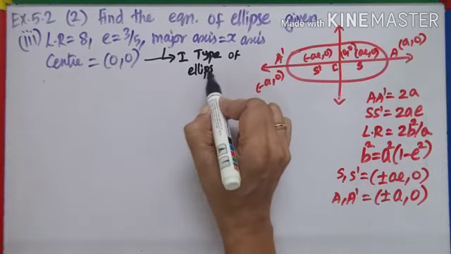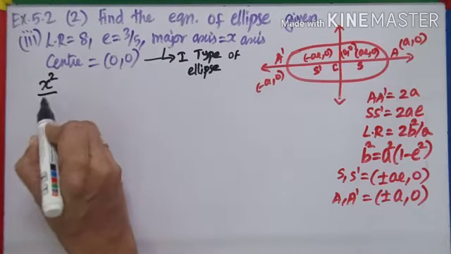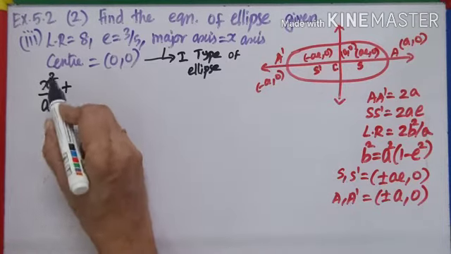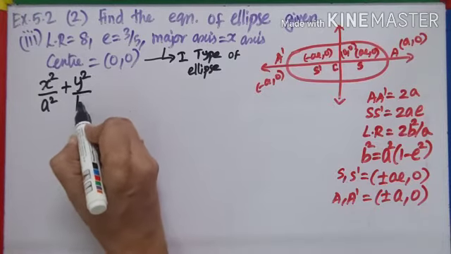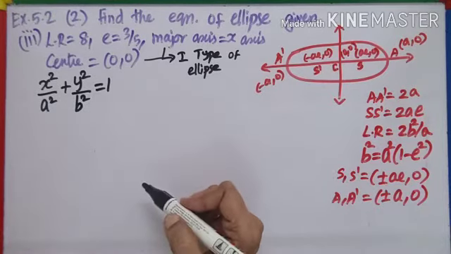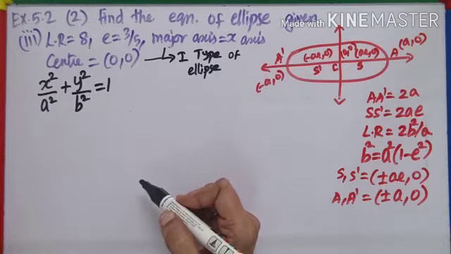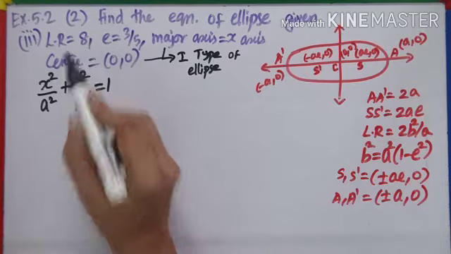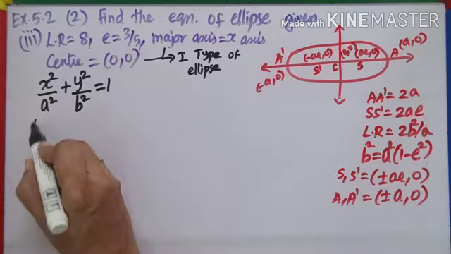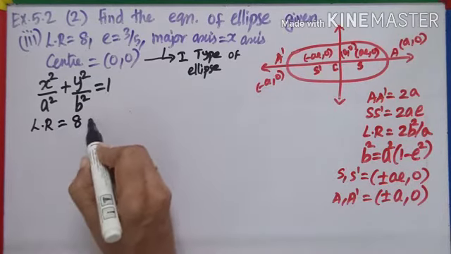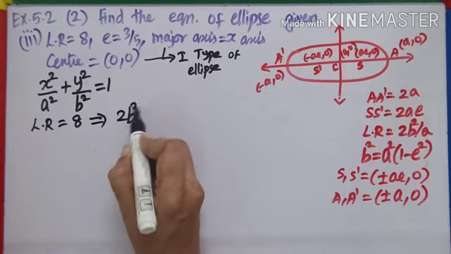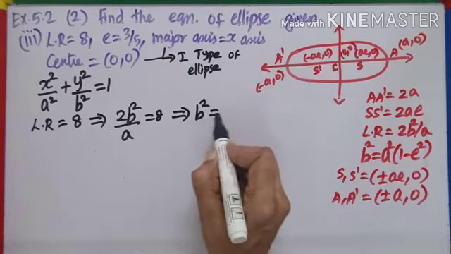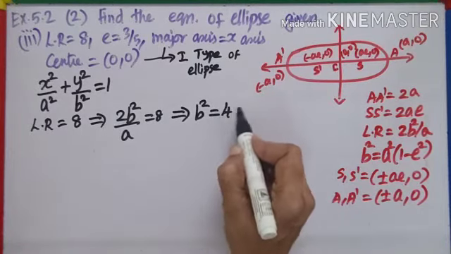So what is the equation of the ellipse? It is x square by a square. Again h, k are 0, 0. So we directly write x square by a square plus y square by b square equals 1. And now what is the length of latus rectum? We have the formula 2b square by a. Latus rectum equals 8. This implies 2b square by a equals 8, or b square is equal to, cross multiplying, 4a.